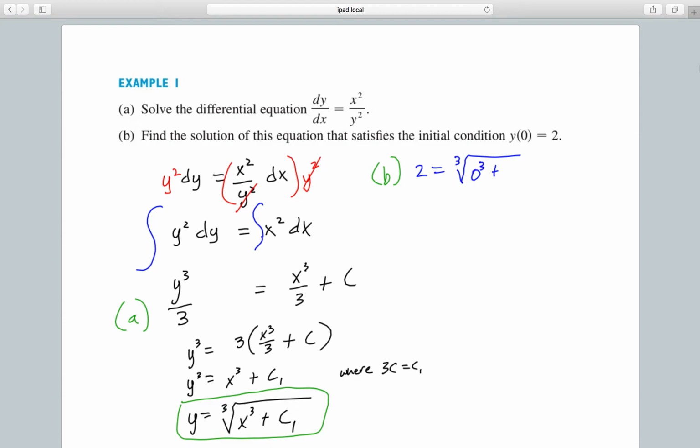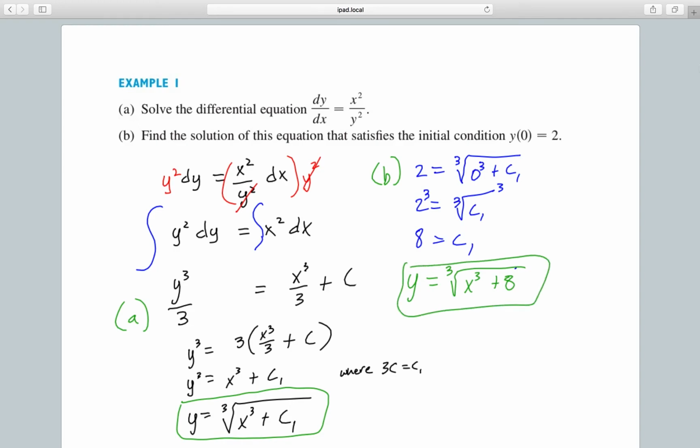And that should allow me to solve for C1. So I get 2 equals the cube root of C1. So I need to cube both sides. So 8 equals C1. So my particular solution is then y equals the cube root of x cubed plus 8.